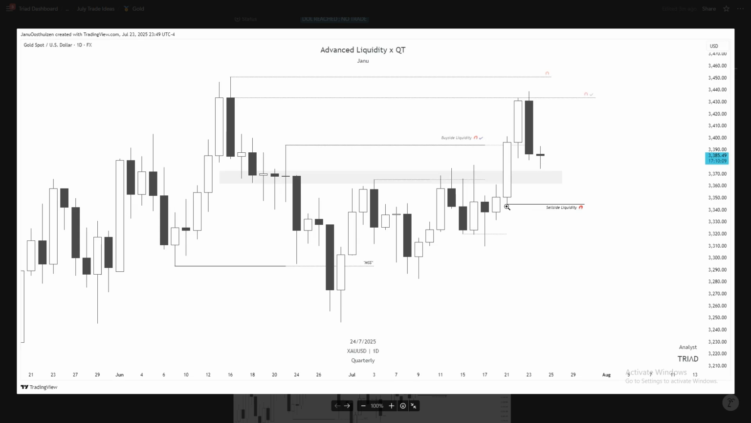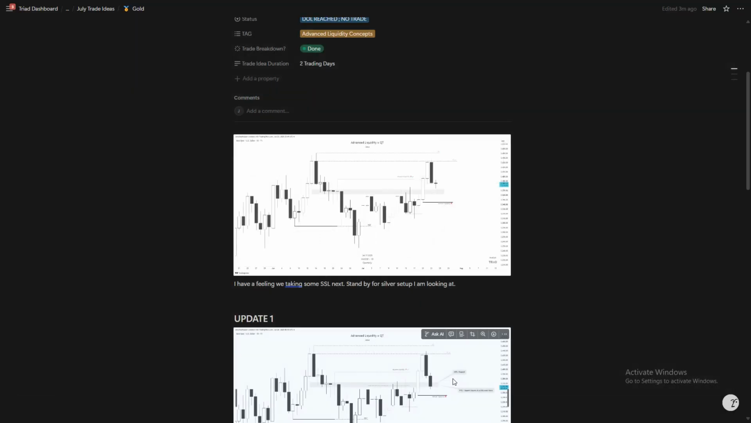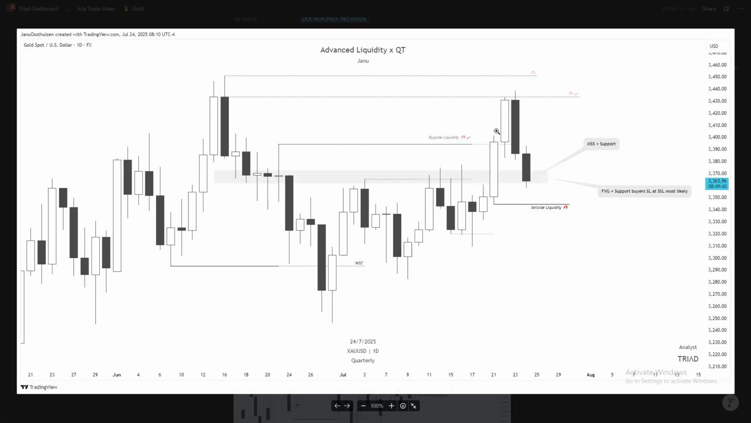We target this swing low on the 4 hour. You remember it was a swing low. You can see the update as price moved on.